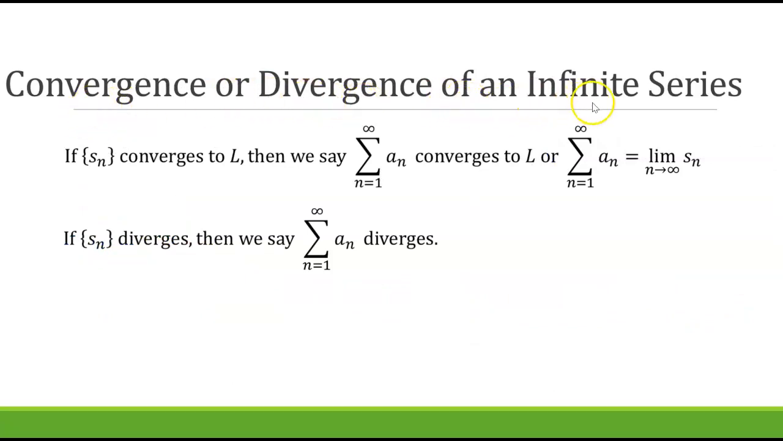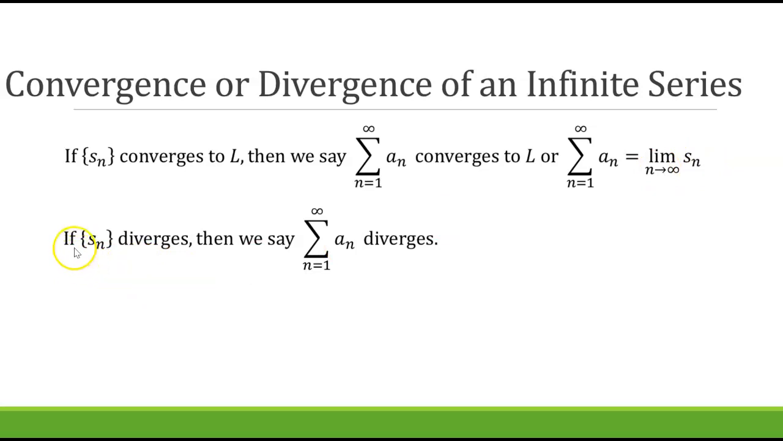Convergence or divergence of an infinite series. If S sub n, so this is the partial sum sequence, if the partial sum sequence S sub n converges to some number L, then we say that the infinite series, the sum of n equals 1 to infinity of a sub n, converges to that same L value. Or, in other words, the infinite series, the sum of n equals 1 to infinity of a sub n is equal to the limit as n approaches infinity of the partial sum formula.